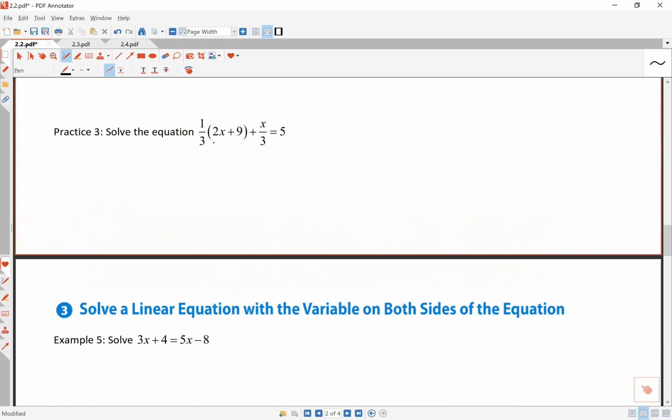Sometimes we have parentheses around 2 terms. In order to get rid of those parentheses, we distribute the 1/3 times the 2x and the 1/3 times the 9. 1/3 times 2 is 2/3. And then we have the x on that. And 1/3 times 9 is 3. And x over 3, that's also thought of as 1/3 x.